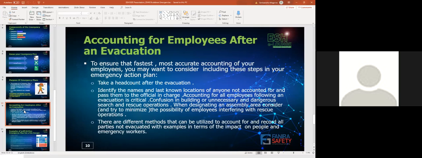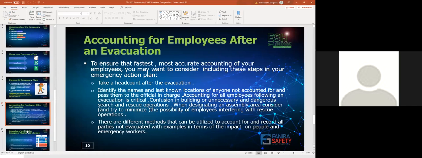And confusion, and unnecessary and dangerous search and rescue operations, may jeopardize people and risk them getting hurt or injured. When designating an assembly point area, let's try to minimize the possibility of employees interfering with the rescue operations. That people should always note. There are different methods that can be utilized to account for and record all parties, with an example in terms of impact on the people and the emergency workers.